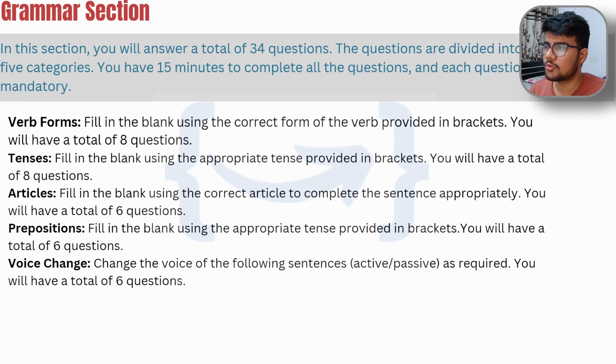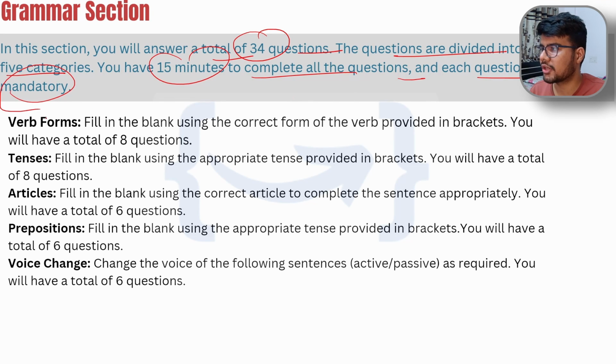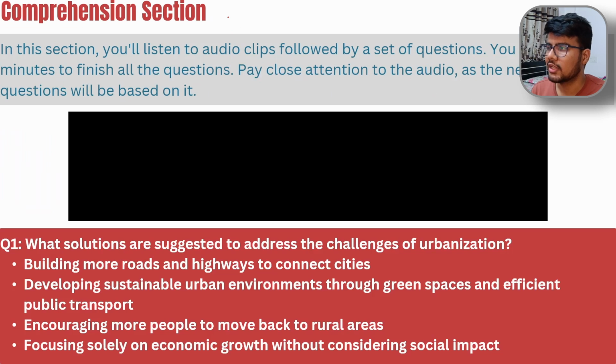Okay, so in this section you will be answering 34 questions. The questions are divided into 5 categories. You have 15 minutes to complete all questions, and each question is mandatory. So verbal form, tenses, articles, prepositions, and voice change are the topics for the grammar section, where you have straight 34 questions, so try to make note of these things.